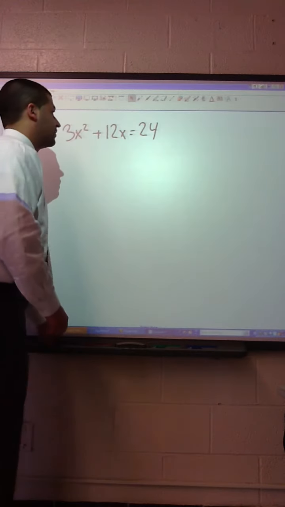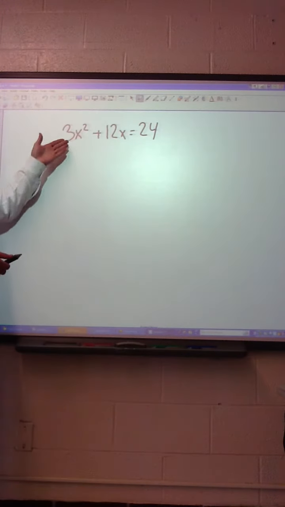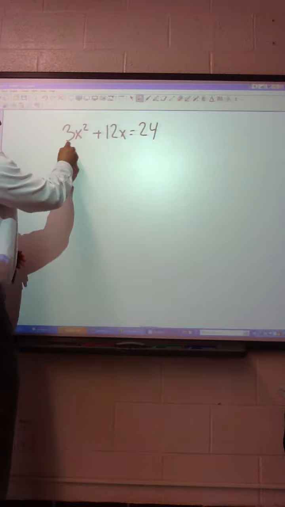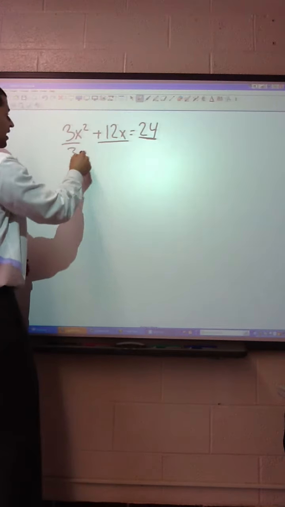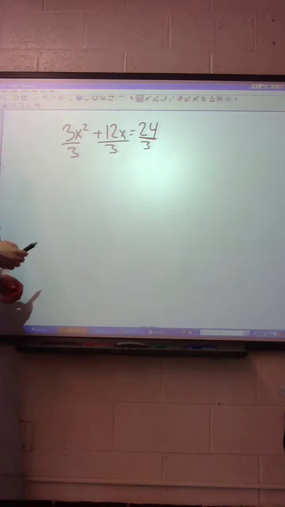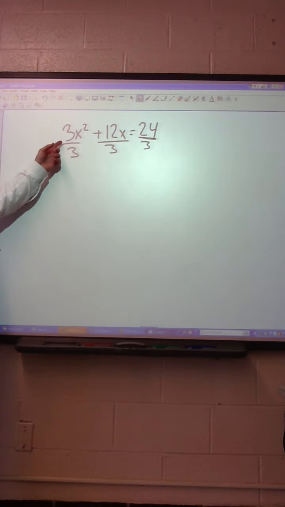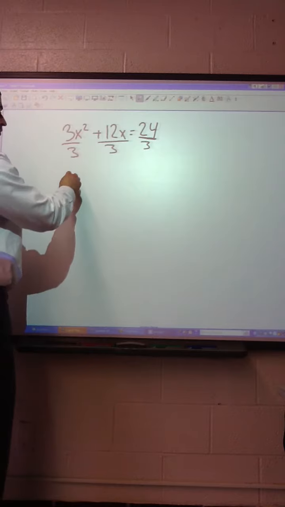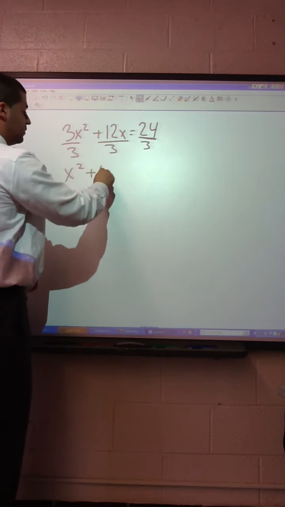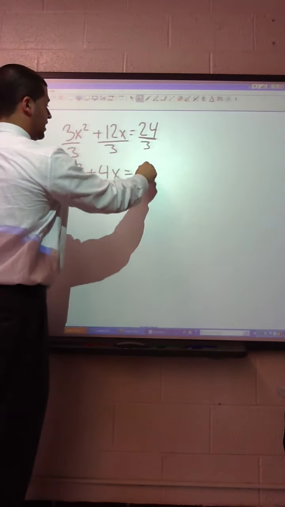This one's nice because they've already isolated our constant, but the problem is that our a is not equal to 1. So let's divide everything by 3. You're dividing every term by whatever your leading coefficient is. So if this was a 7, you'd have to divide everything by 7, even though it doesn't necessarily go in evenly. So we'll get x squared plus 4x equals 8.